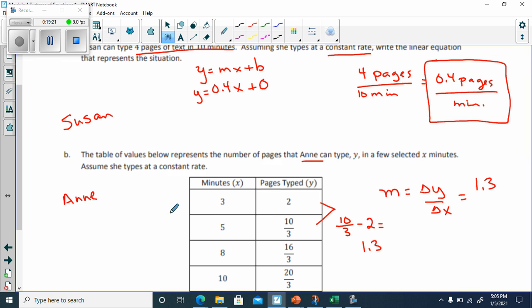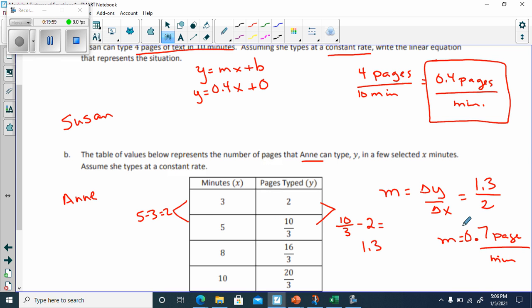Now let's find our change in X. Here's our X. This is 5 minus 3, which would give me 2. 1.3 divided by 2, I get 0.6 something. So my slope is actually, if I'm doing it to 1 decimal place, 0.7. 7/10 of a page per minute. That's 1.3 pages per 2 minutes, 0.7 pages per 1 minute.